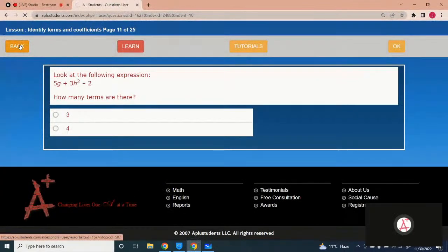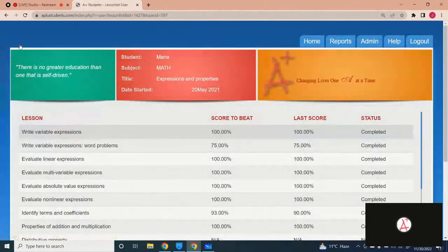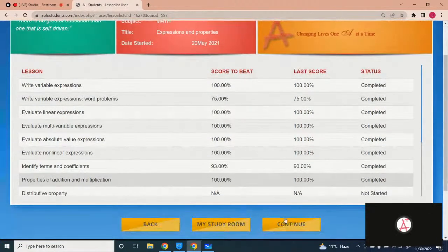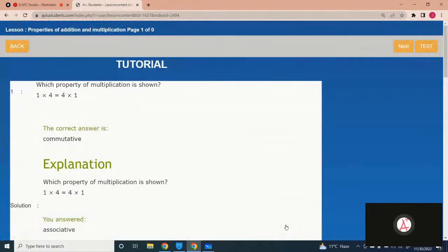Okay, let me just go back. Okay, here is the lesson, properties of addition and multiplication. We are working on grade 7 math. The chapter name is expressions and properties, and the lesson name is properties of addition and multiplication. Got it? I forgot to click on the continue button actually. Okay, so we are going to learn some properties of addition and multiplication.